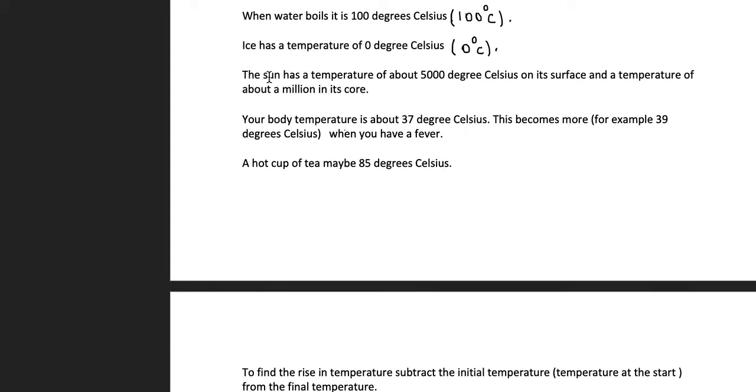On higher temperatures, which is outside what we have in our immediate environment, the sun on its surface has a temperature of 5000 degrees Celsius, and that's on the surface. On the core of it, it is about 1,000,000 degrees.